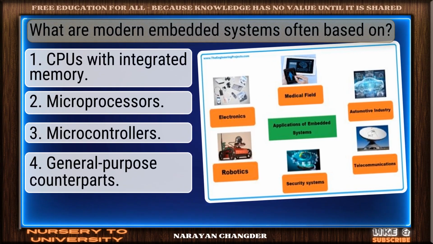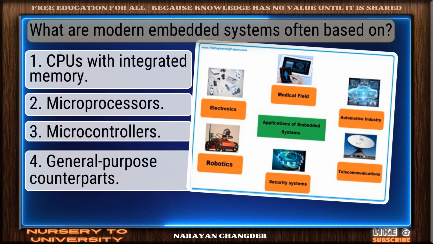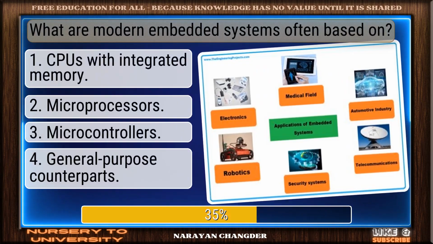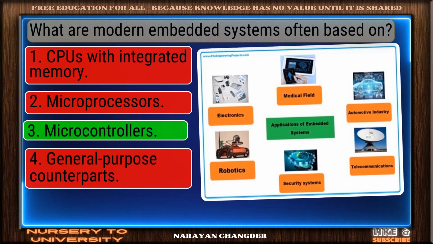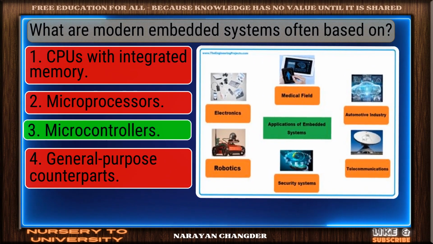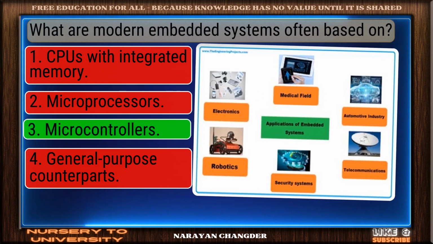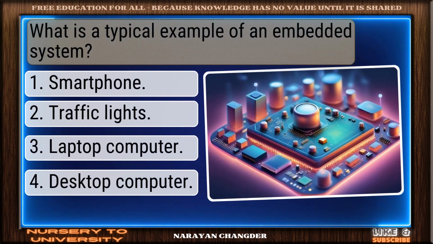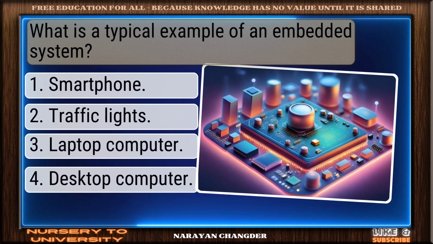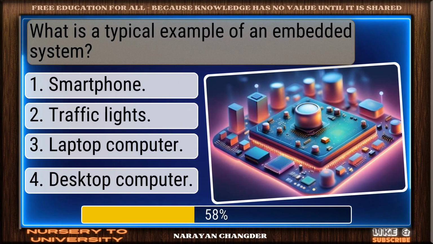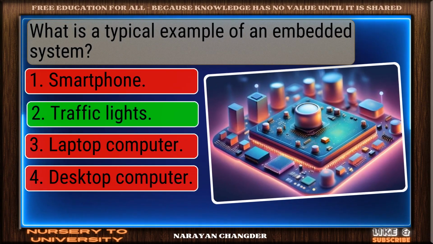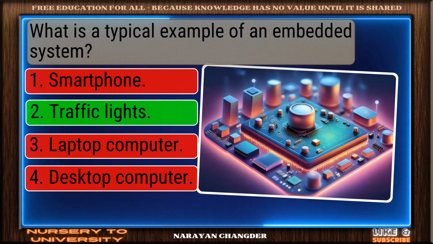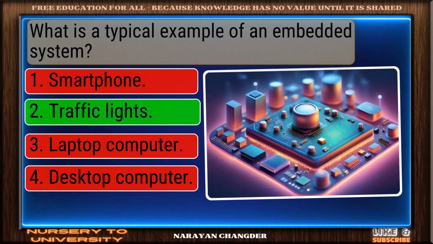Question number 36. What are modern embedded systems often based on? You got it. Your choice, microcontrollers, is right. Question number 37. What is a typical example of an embedded system? Sharp thinking. Traffic lights is the right choice.